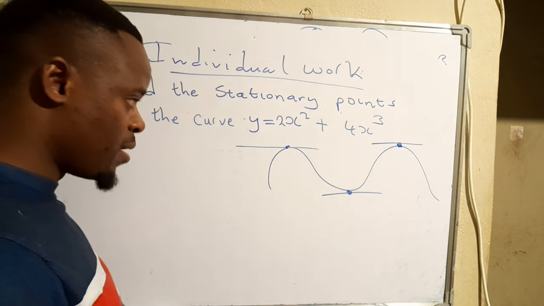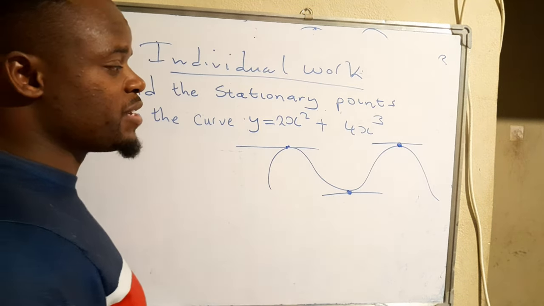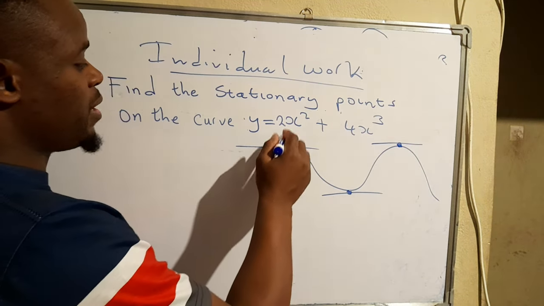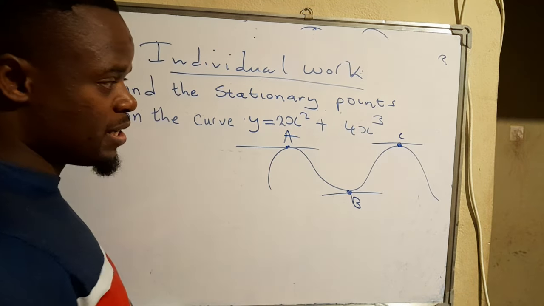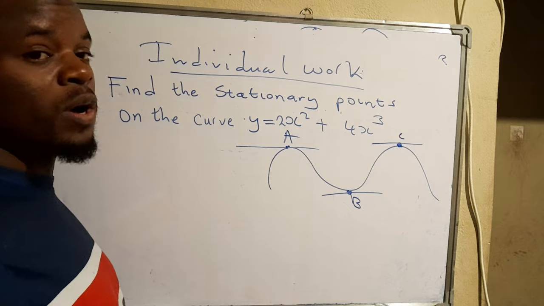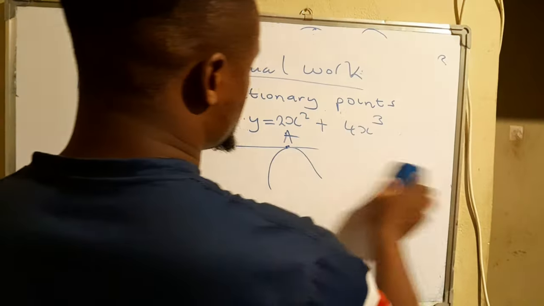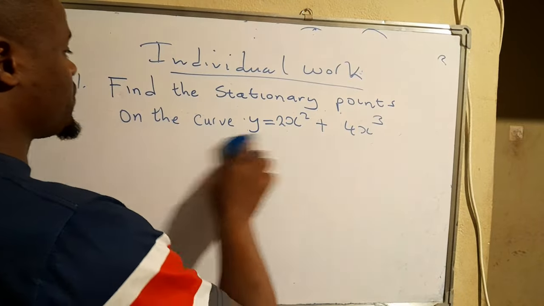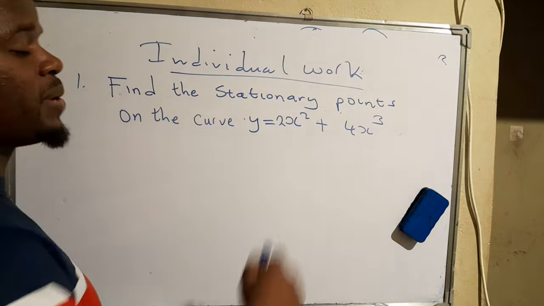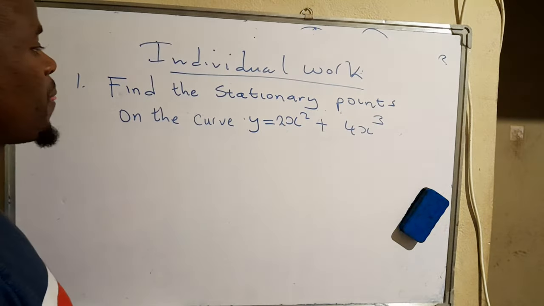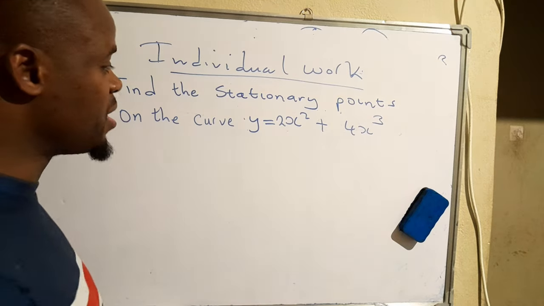So the points where you're likely to find the stationary points are those points. If we label them, that could be A, that could be B, and that could be C. Those are the stationary points, the points where the gradient is equal to zero. So now, if you're asked to find the stationary points of a curve, if you're given the equation of the curve, how can you determine that? That's the very important question that we have.